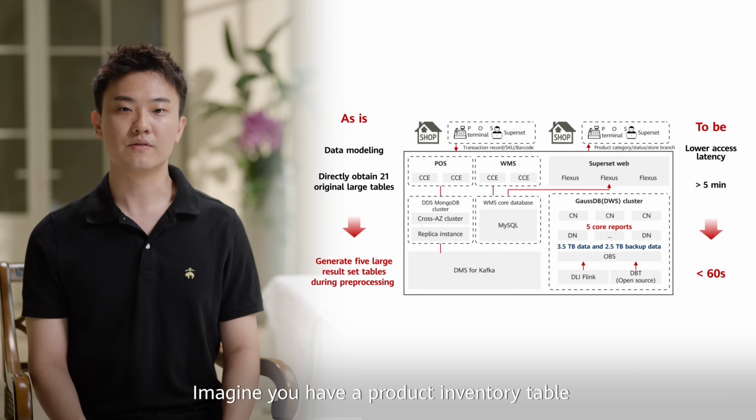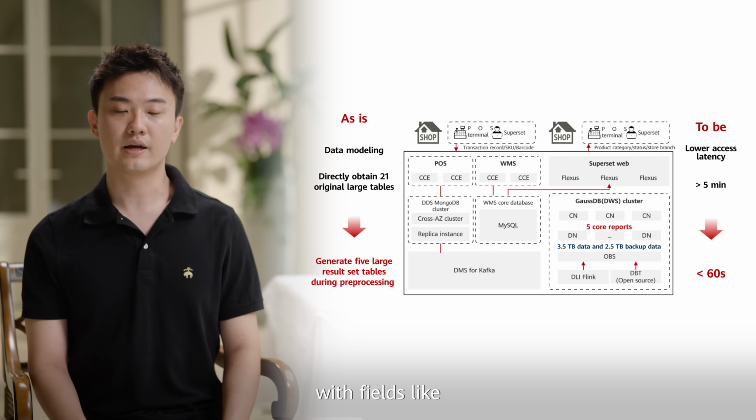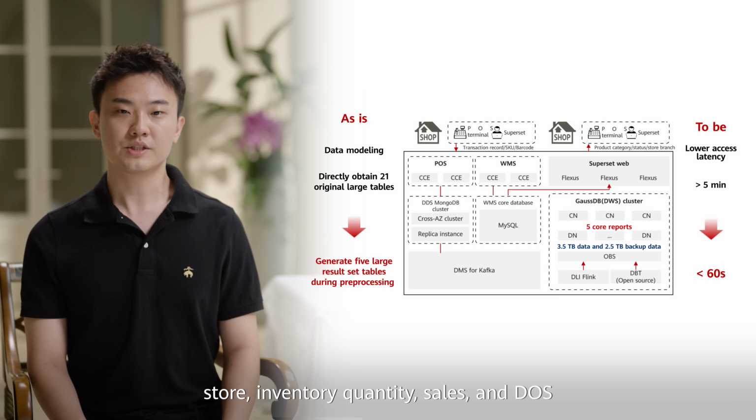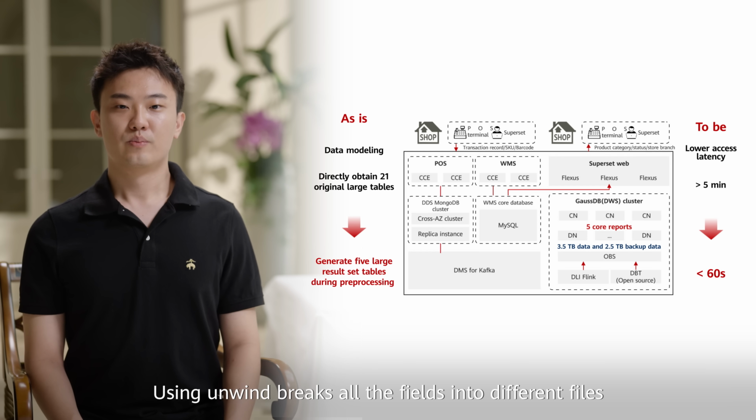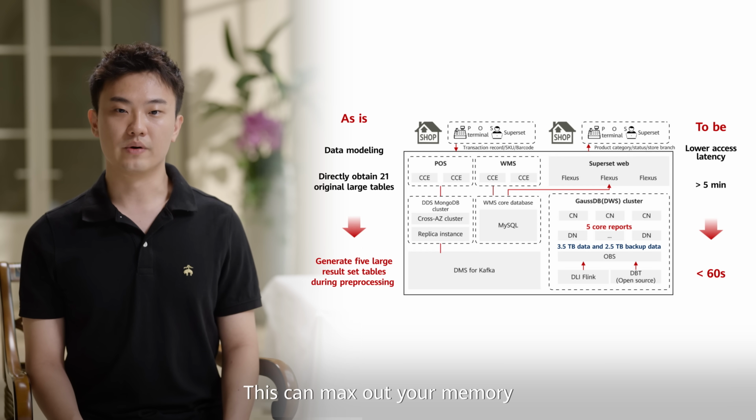Imagine you have a product inventory table with fields like SKU number, SKU name, store, inventory quantity, sales, and DOS. Using unwind breaks all the fields into different files. This can max out your memory.